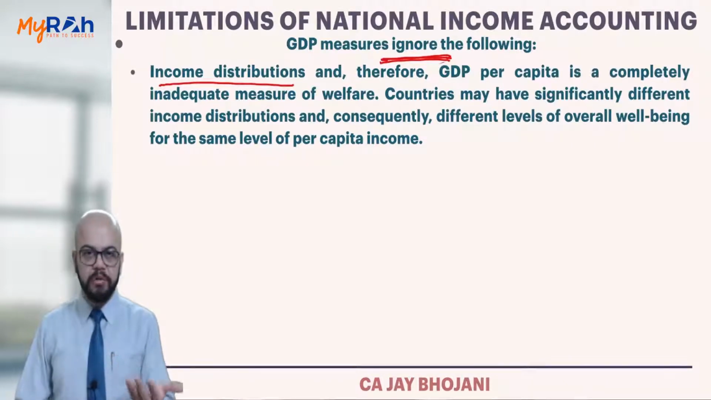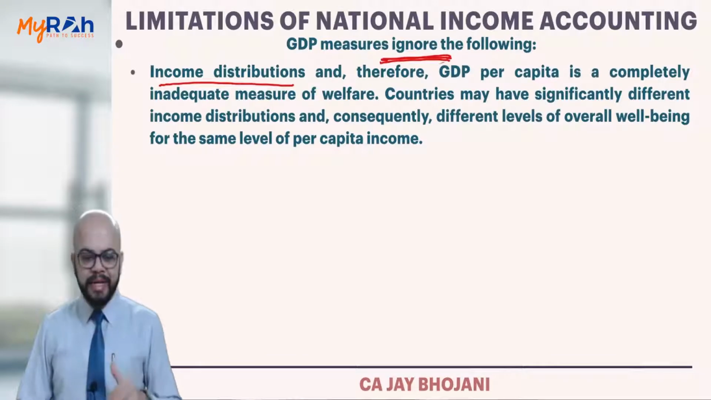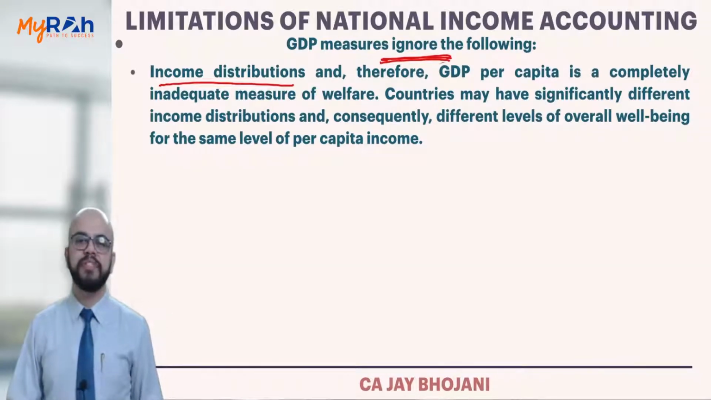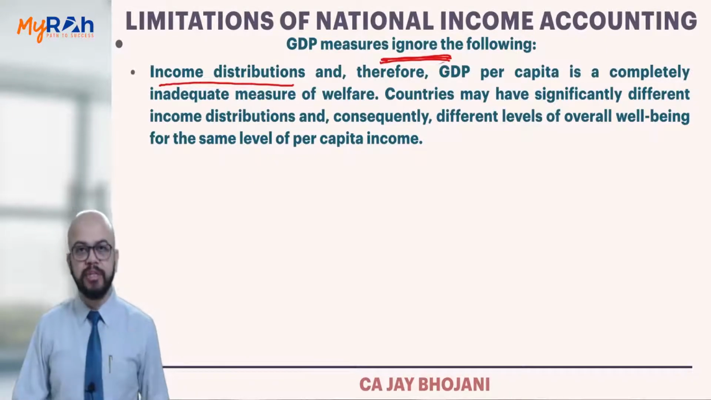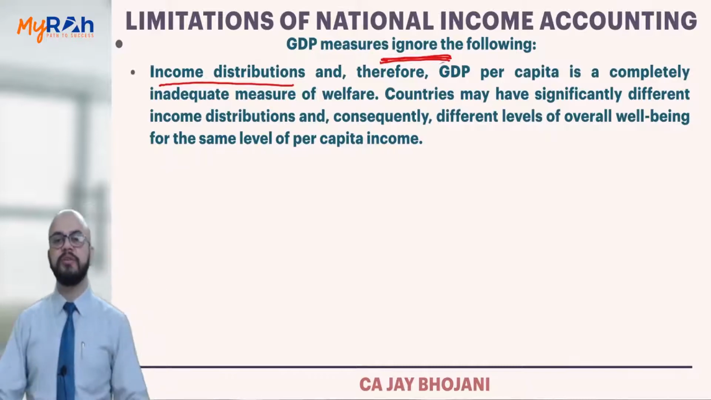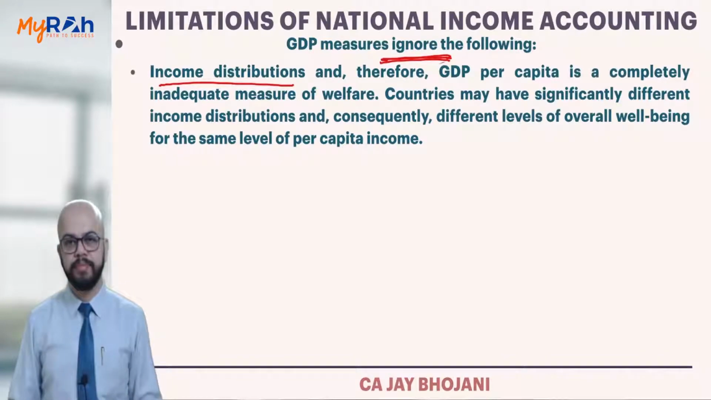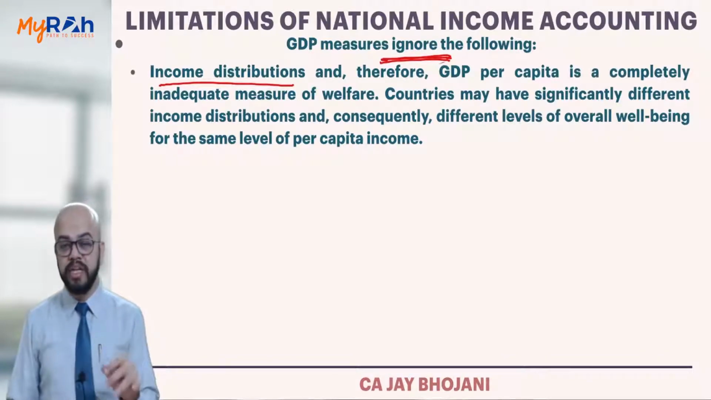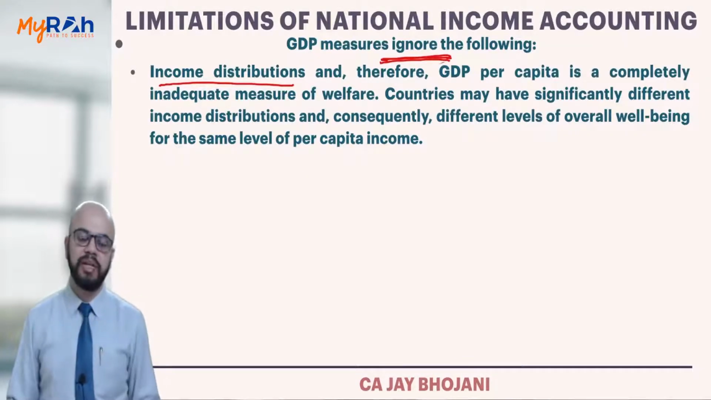Ultimately, whenever you are considering development, the ultimate sign of development is what? The improvement in the standard of living of people. But the increased GDP cannot help us achieve that unless that increased GDP is properly distributed. Now, nowhere in the GDP calculations can we understand the distribution of income. And that is a very, very major flaw in the GDP calculations that we have been working on so far. It does not tell you about the distribution of income.